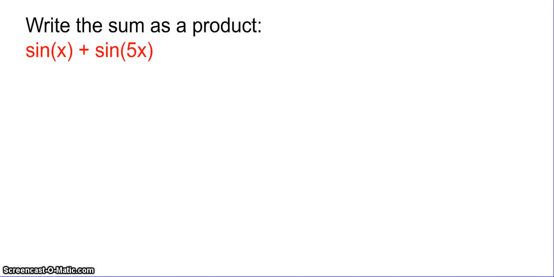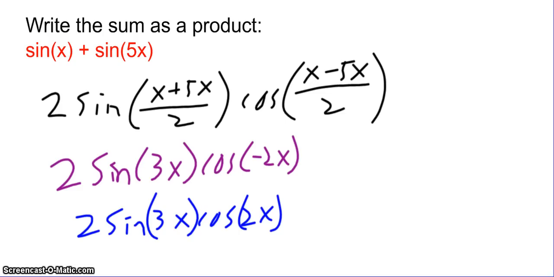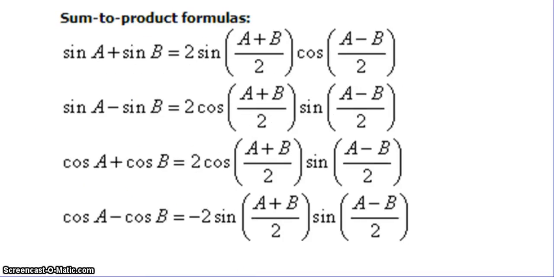Next one, I want you to write the sum as a product. So here you're given sine of x plus sine of 5x. Write the sum as a product and simplify. Okay, so here I'm using the sum formula for sine to write sum to product. So this is this identity right here that I'm using.